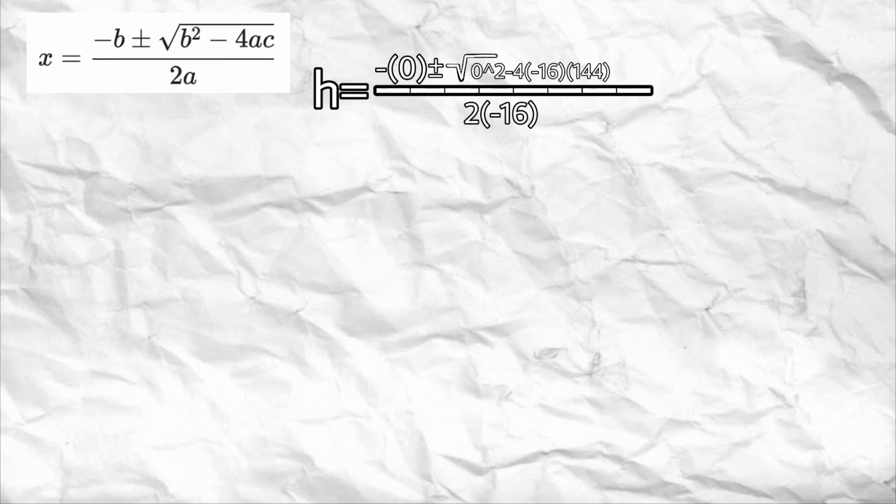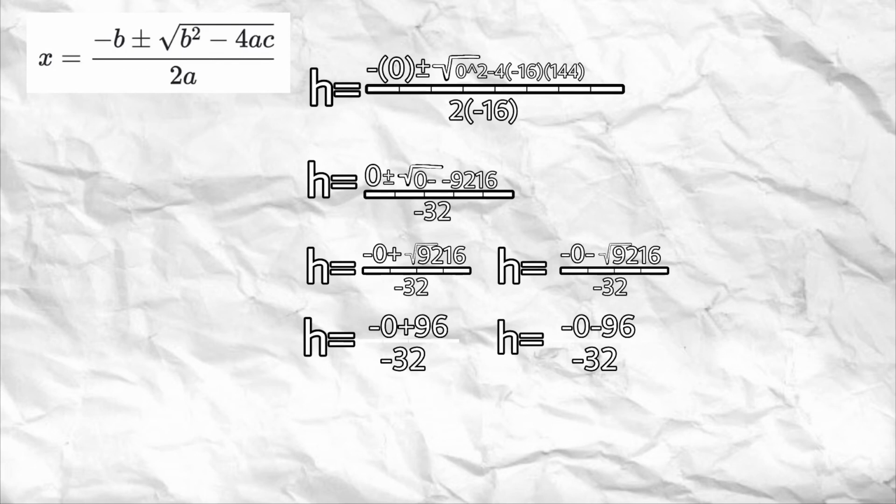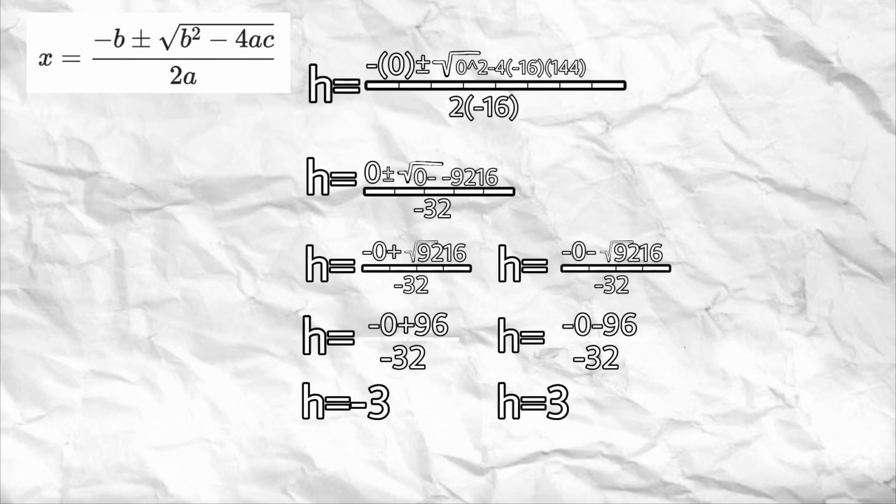Once the numbers are substituted, we will now simplify. After that, we rewrite our equation into two equations. Now we will approximate 9,216, which roughly equals 96. And lastly, we simplify. Here we can observe that our answer resulted in a negative 3 and a positive 3.